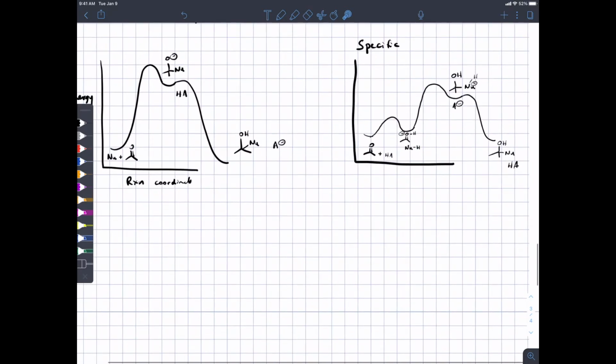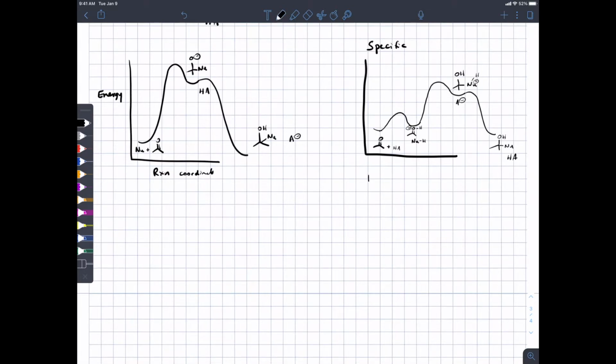Okay? In contrast, general acid catalysis would involve here my nucleophile, the acid, and the ketone, and there would be some concerted transition state, and then I would go straight to products, having regenerated my acid. And the transition state might look something like this, where the nucleophile is coming in at the same time as I'm transferring a proton from my acid.